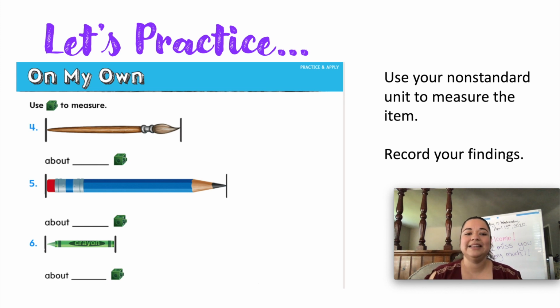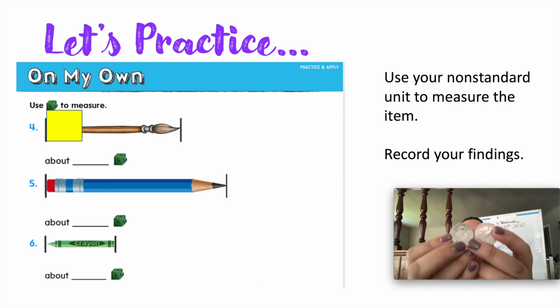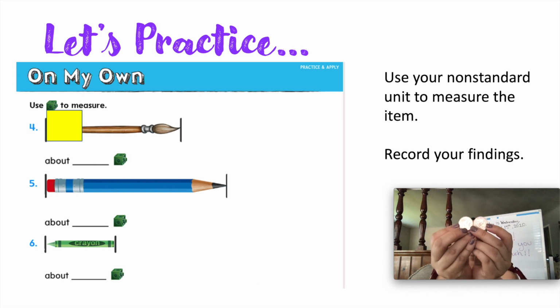Okay, so let's start with the paintbrush. I'm going to put my first one. Okay, now when I put the second cube and when you put your second unit, you have to make sure that they're side by side and touching. Not in front of each other, but just touching just like that. I cannot have gaps either because then we're not measuring correctly. They're not overlapping and they don't have gaps. They're just like that. Okay? So go ahead and measure it.